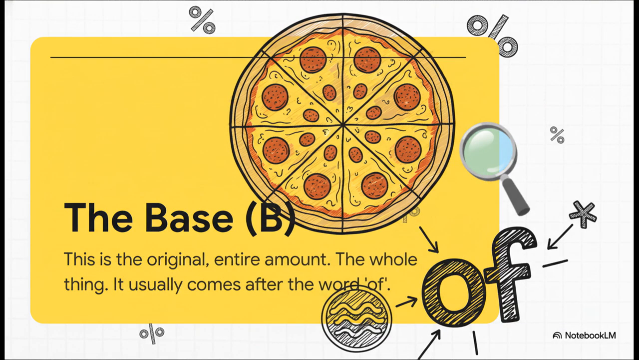Next is the base. Now, the base is the whole thing, the total amount, the original number. And here's the biggest clue, the little cheat code to find it. It almost always comes right after the word of. 20% of what number? That number is your base.